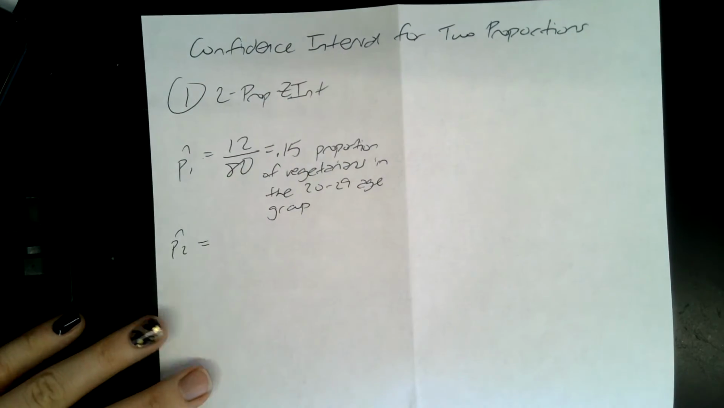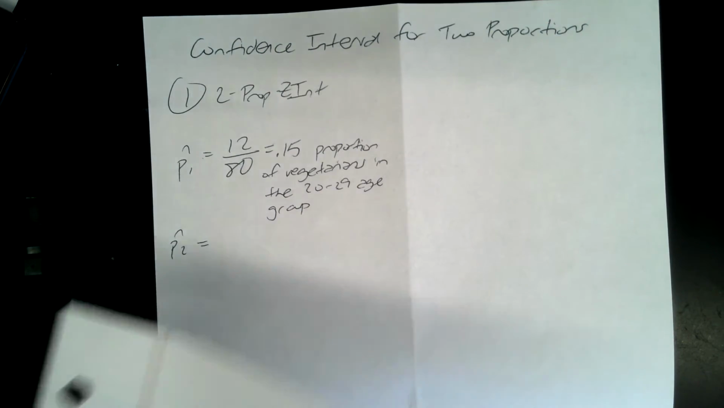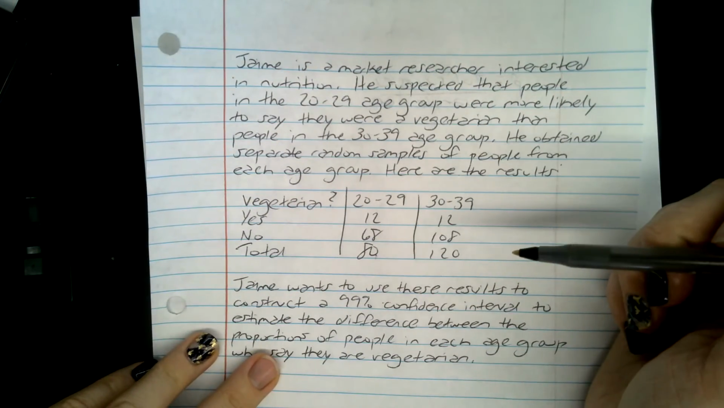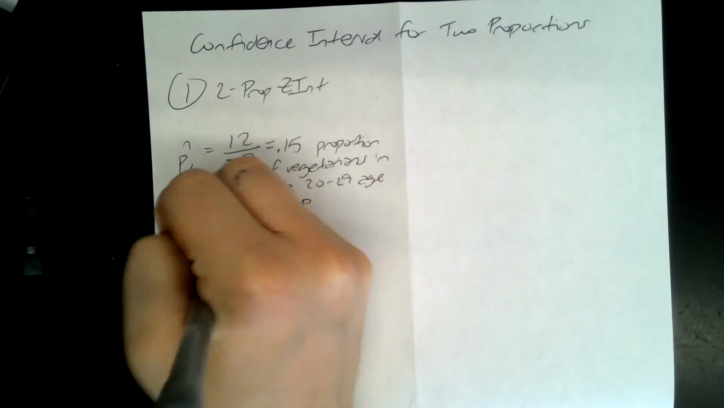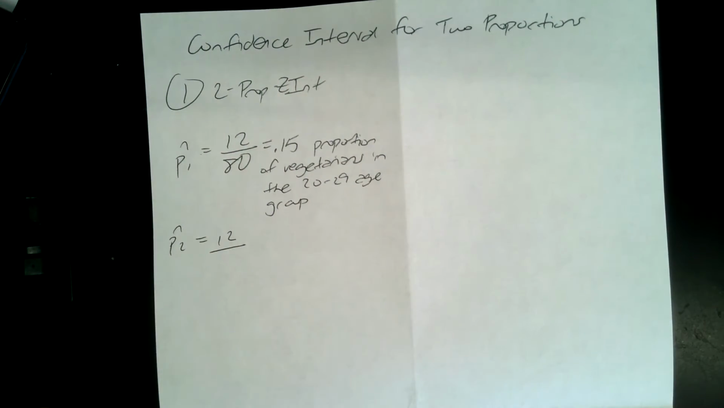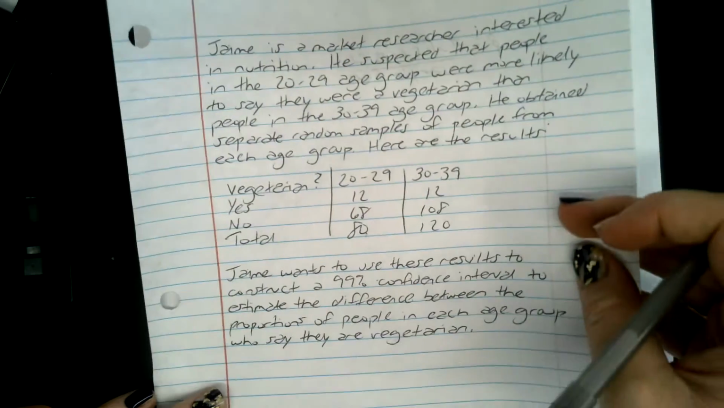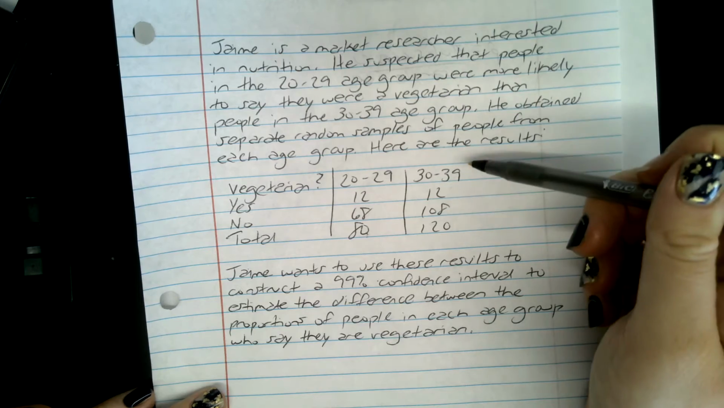I'll do the same thing for P2. So now I'm looking at the 30 to 39 age group. How many of them said yes to being a vegetarian? Again, 12 of them did. So 12 will be on the top, and on the bottom in my denominator, I will divide by that sample size. So how many people total responded from that age group?